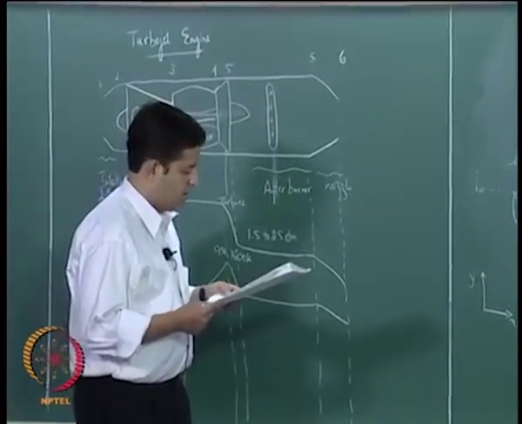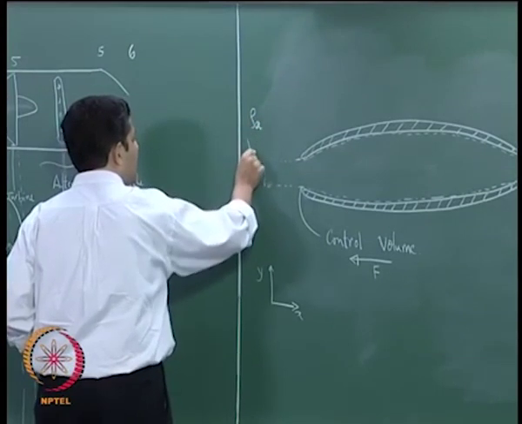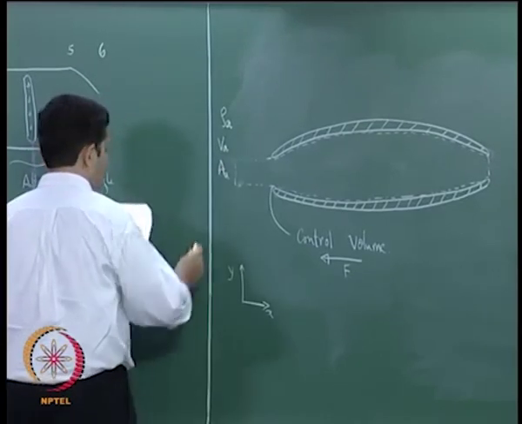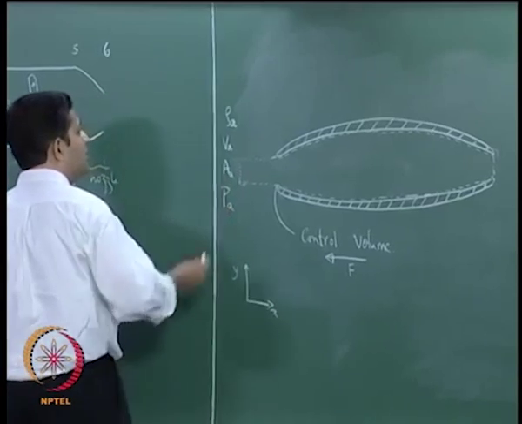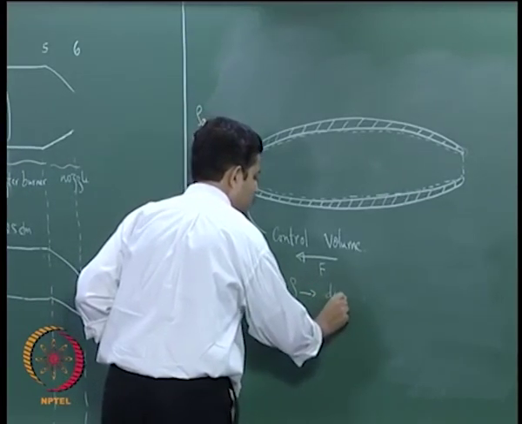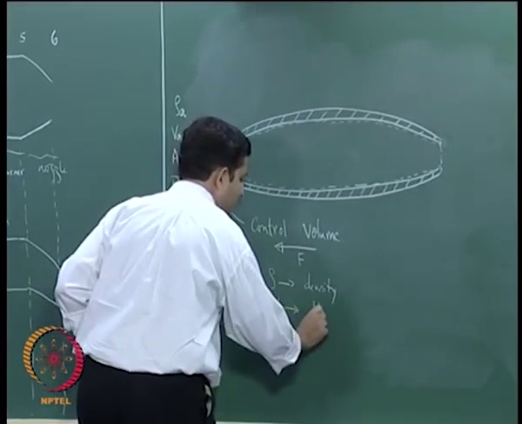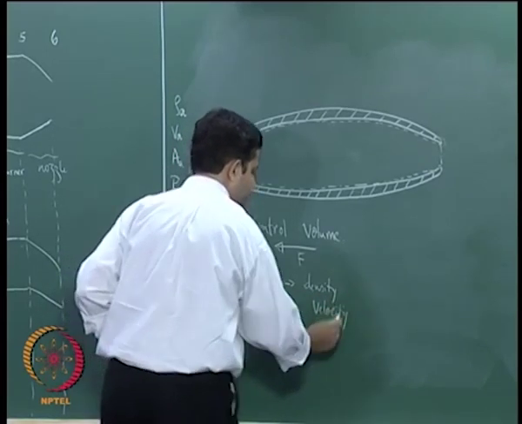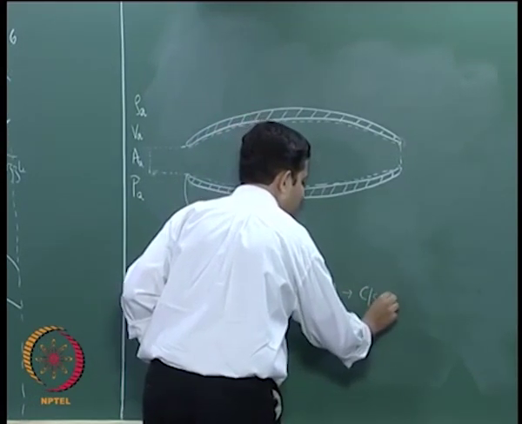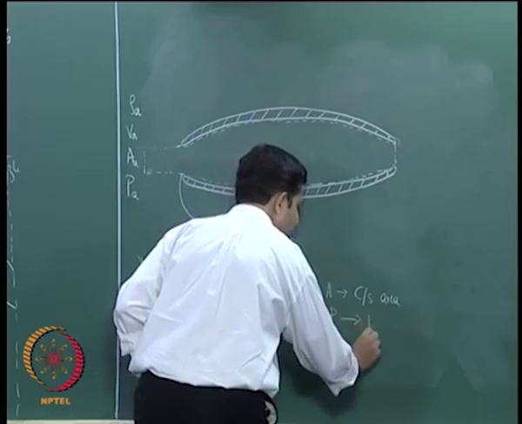Now, let me call the parameters at the inlet rho a, V a, A a, and p a. Rho is density, V is velocity, A is cross sectional area, and p is the pressure.